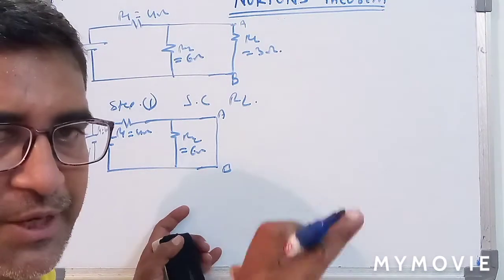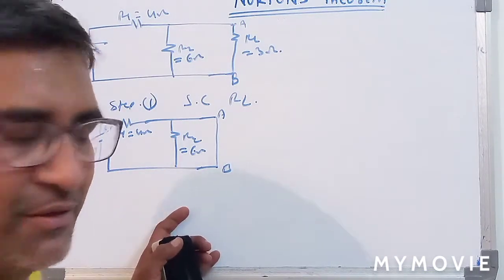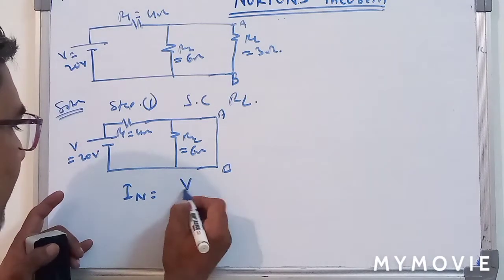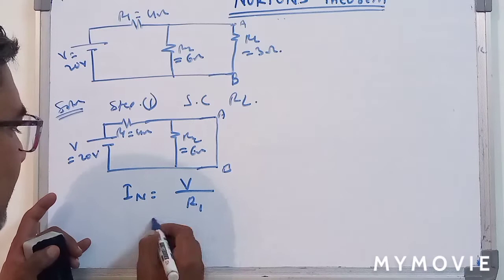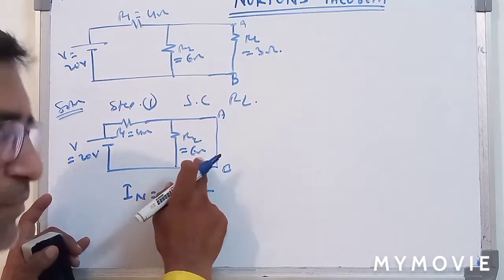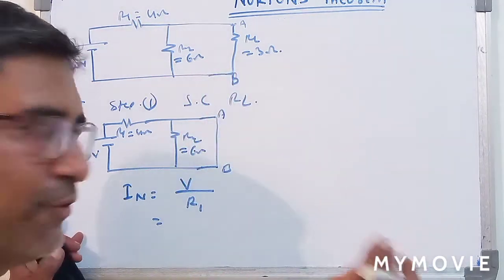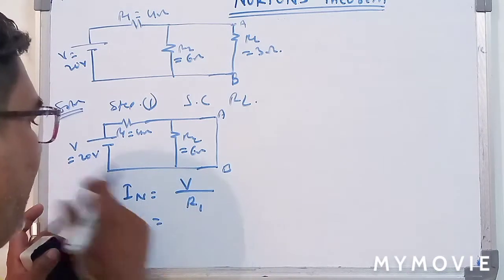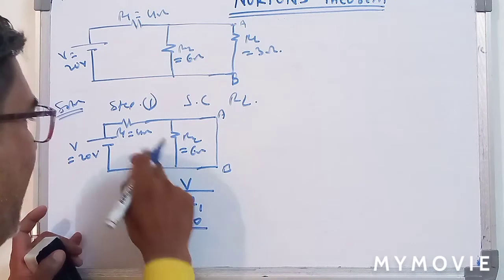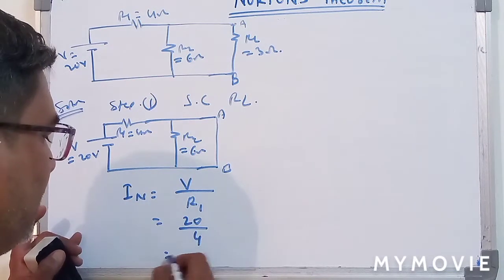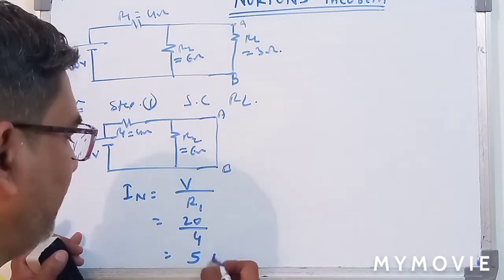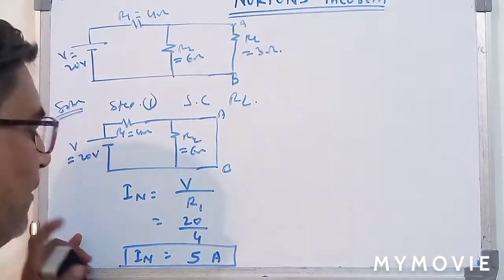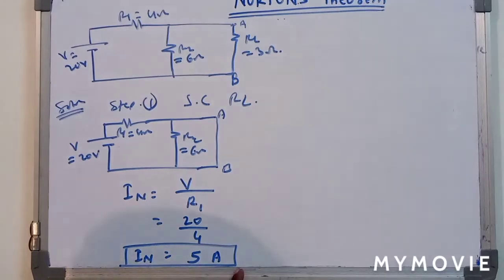As per the first step, we have to find out the value for IN. So what will be the value for IN? IN is equal to V divided by R1. No current is going to flow through R2, therefore R2 is 0 and only R1 comes into existence. So what is V? It is 20, and R1 has the value 4. So you have got a 5 ampere Norton's current. 5 ampere Norton's current you have got.